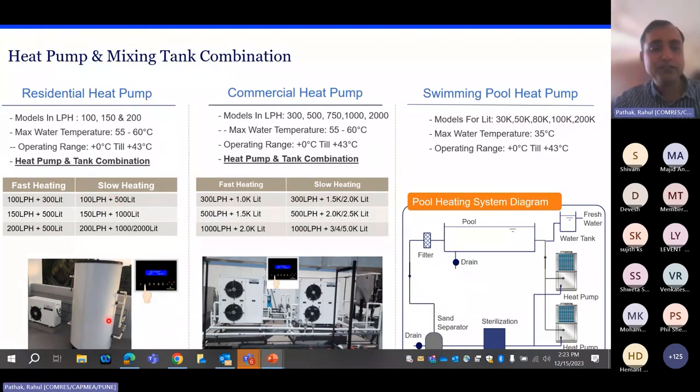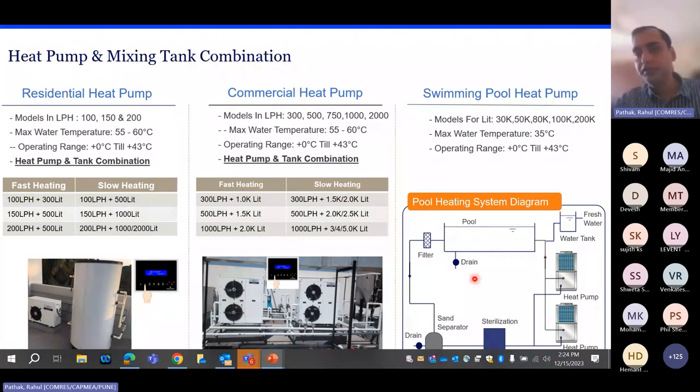You can see some examples of installations for residential heat pumps. I'm not going to talk about the commercial heat pump; the same logic applies over here. See some of the installations for the hotel and hospital industry. We call it the commercial heat pump segment.